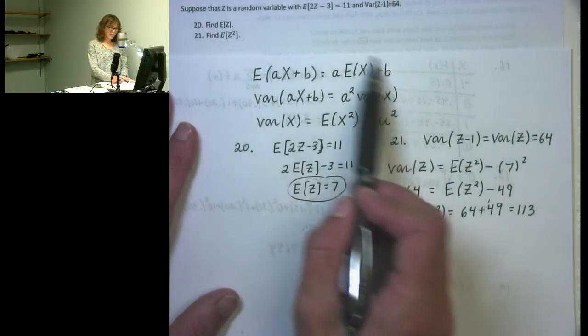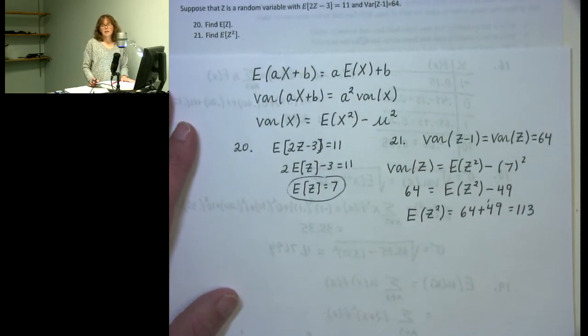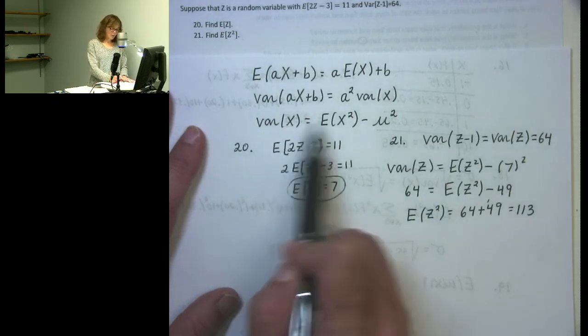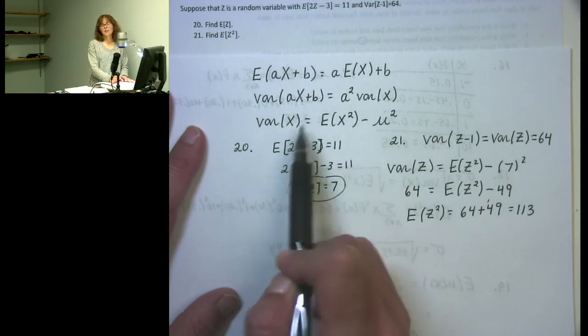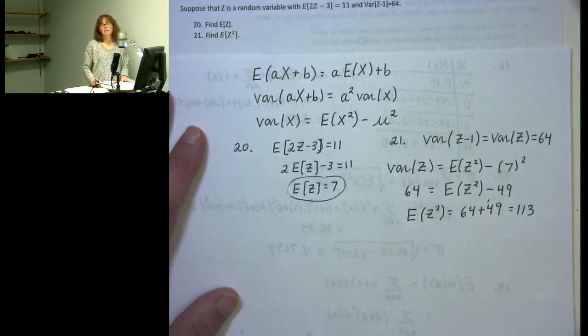So again, it's important to remember that we can work with what we know about the expected value and variance of linear combinations of a random variable, and then we can also use our formula related to calculating the variance using the expected value of x squared and the mean.